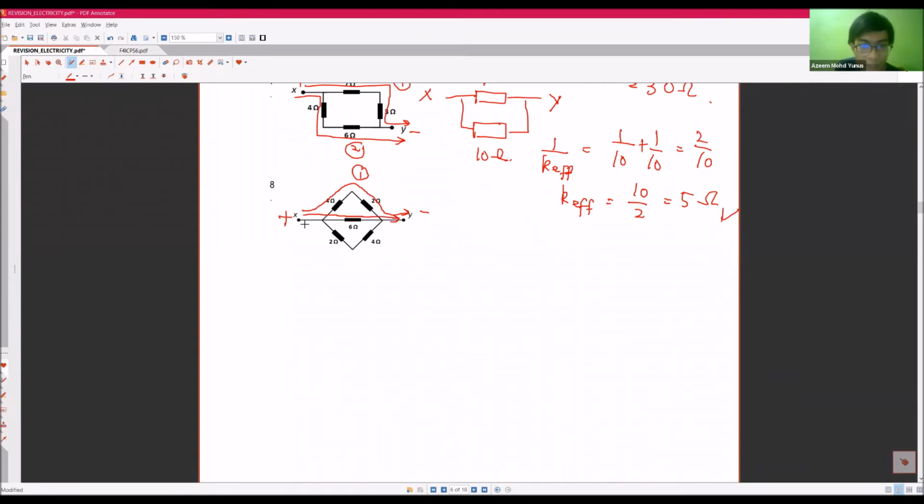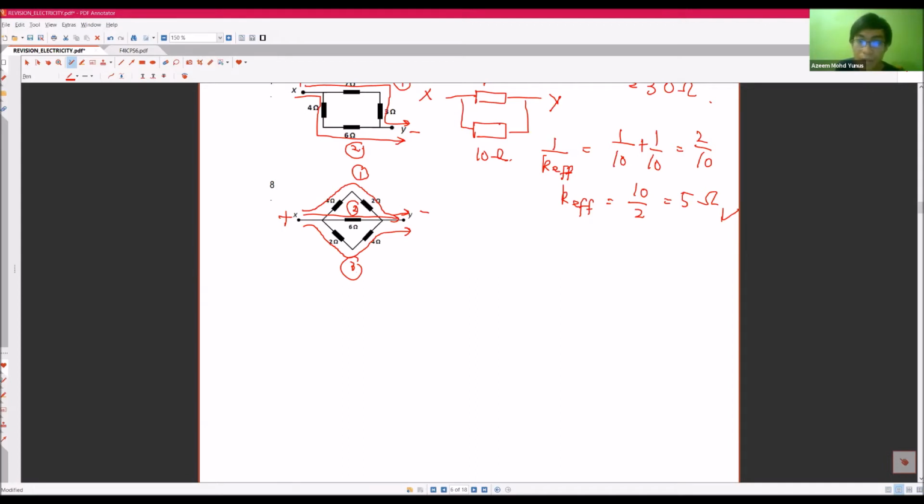Path number 3, so this is just straight. Path number 3 is below. So we have 3 paths. We know that all these 3 paths are parallel to each other.